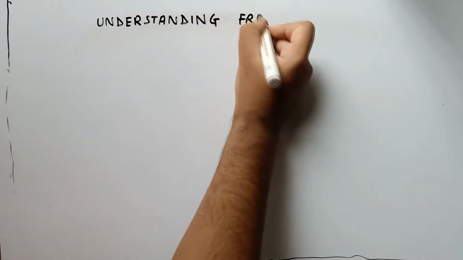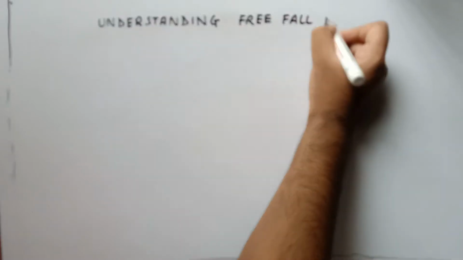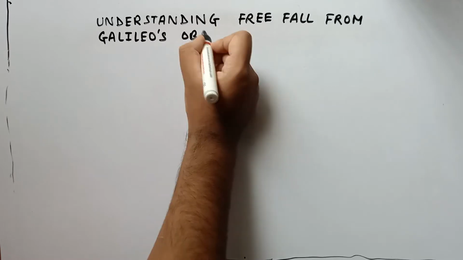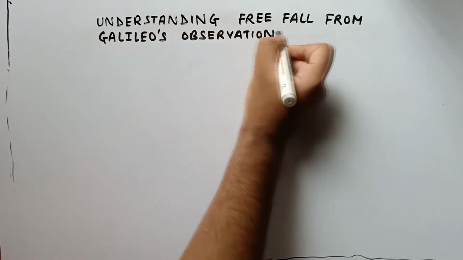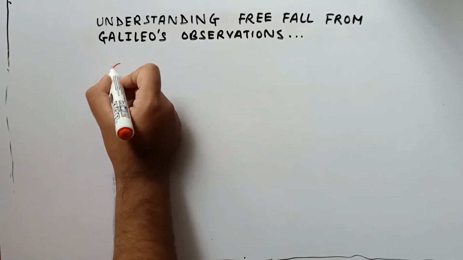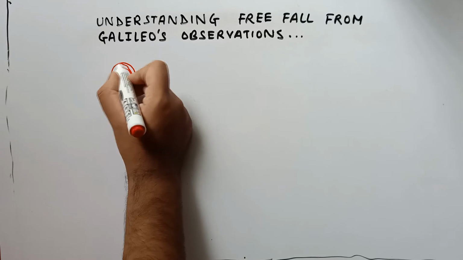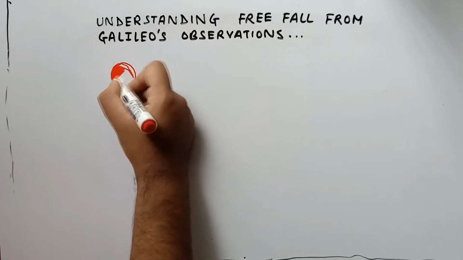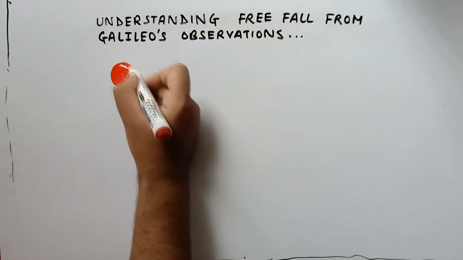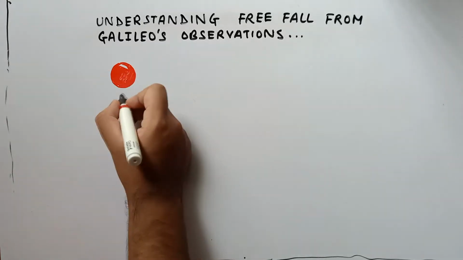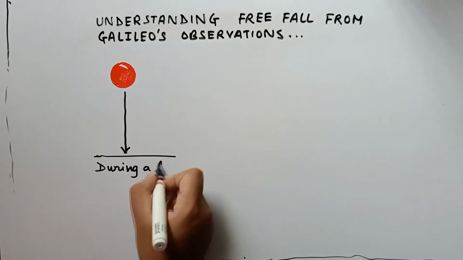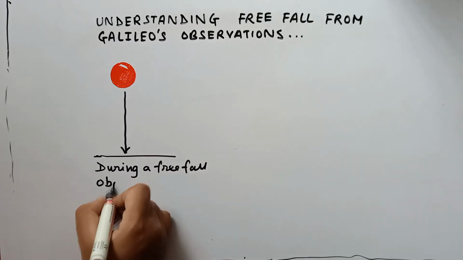Well, from Galileo's experimental observations, we can understand the mechanism and mathematics and the working of the free fall. So I'm writing the topic as Understanding Free Fall from Galileo's Observations. And for this, let's assume a ball which is at height h above the ground, and it is just allowed to fall freely on the ground. So here it reaches the ground, and according to Galileo, during a free fall, objects accelerate.